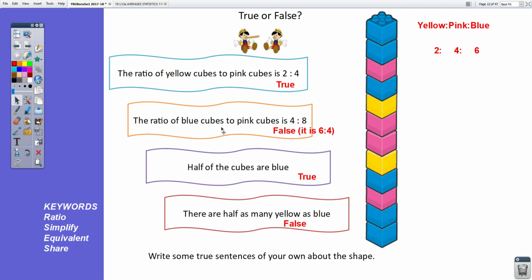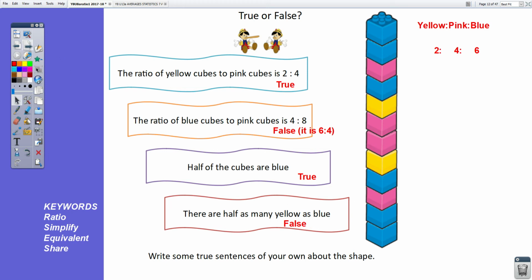The ratio of blue cubes to pink cubes is 4 to 8. Blue to pink is 6 to 4. It's not 4 to 8, so that is false. Half of the cubes are blue. We've got 6 blue, 2 add 4, we've got 6 other colours, so half of them are blue. That is true. There are half as many yellow as blue. Yellow, there's 2, blue, there's 6, 2 isn't half of 6, so that is false.